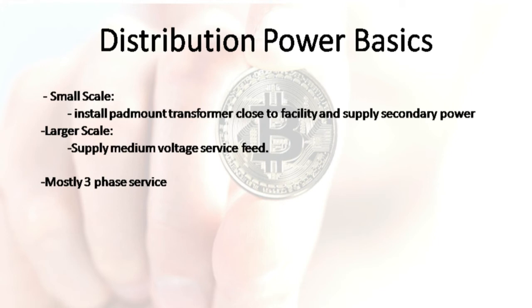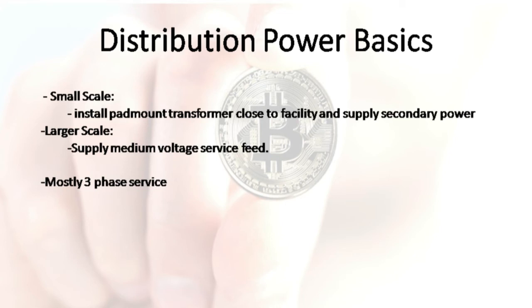Now, after your power requirements reach a certain level, and this kind of varies between utility companies, so I couldn't tell you at what range they will be looking at this configuration, the utility company may simply supply you with a service feed that is of medium voltage. What I mean by medium voltage is from 4 kilovolts to 35 kilovolts. With medium voltage service feeds, you will need a step-down transformer within your facility to step it down to secondary voltage levels to meet your equipment needs.